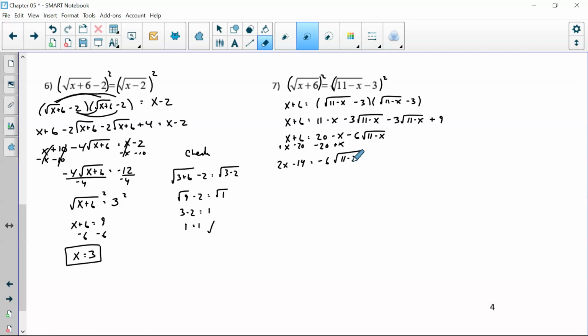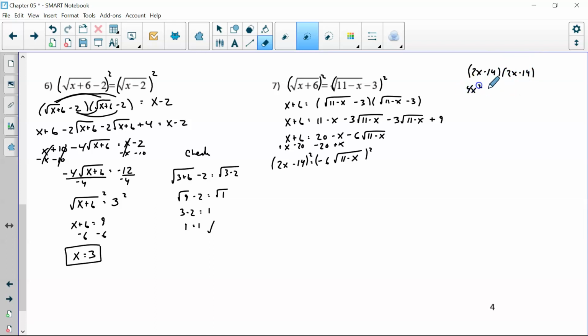Now, even though it's not isolated, we can still work with this. We're going to square both sides. So when we square the 2x minus 14, off to the side, 2x minus 14 times 2x minus 14.